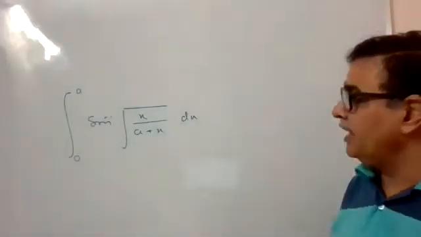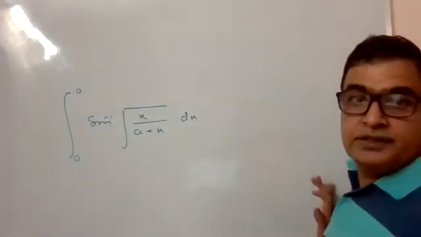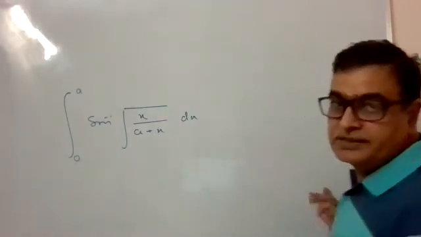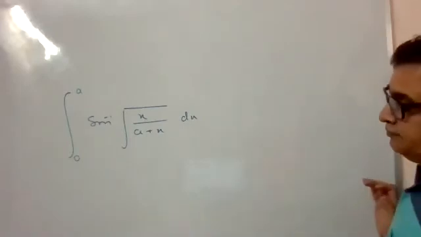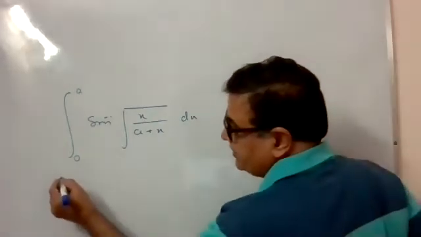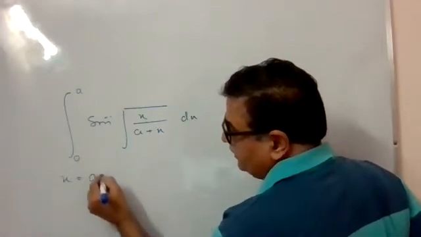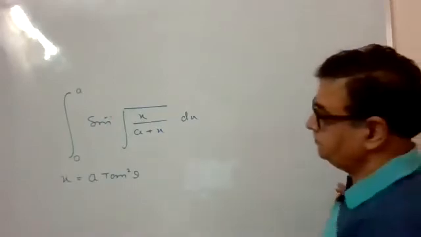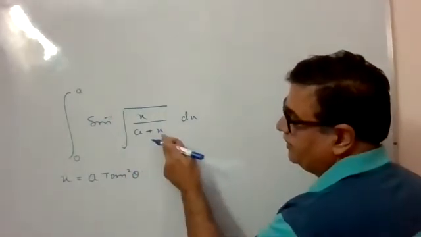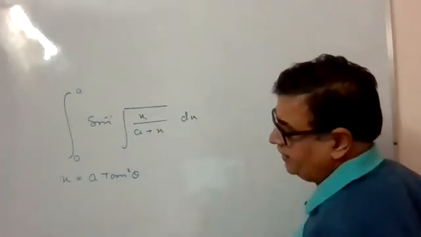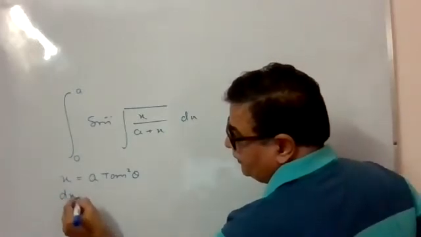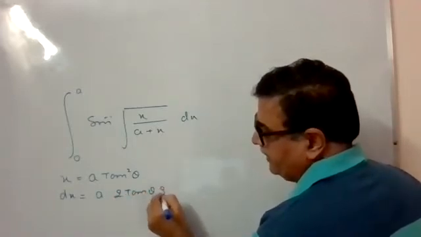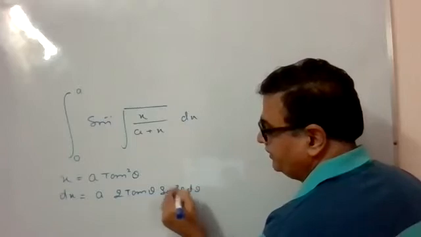Yes, this is the question we have to integrate: 0 to a, sine inverse of square root of x by a plus x, dx. First, we will take x as a tan square theta. If you do that, a sec square theta comes here. Then dx will be a times 2 tan theta sec square theta d theta.